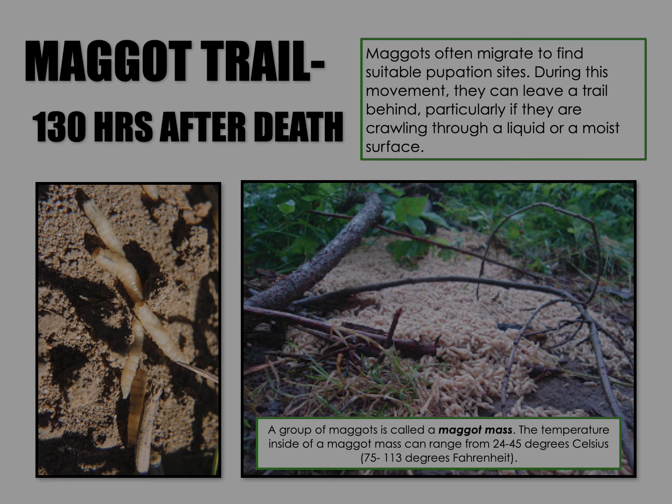Maggots often migrate to suitable population sites, and during that, they can leave a trail behind. So if they're crawling through liquid or moist surfaces, you'll see a trail of maggots, and a group of them is called a maggot mass. The temperature inside can be anywhere from 75 to 113 degrees Fahrenheit, depending on how many there are.